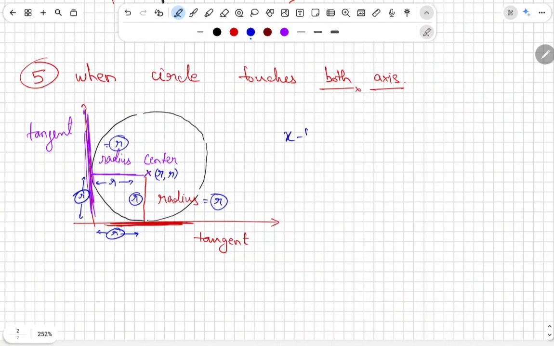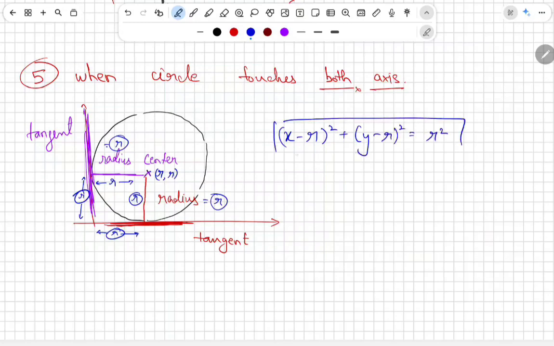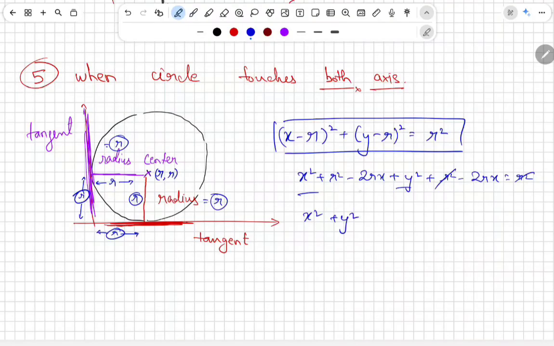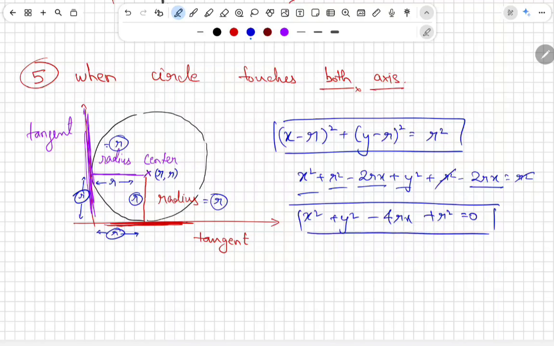So the center's coordinates are r comma r. The equation of the circle will become (x minus r) whole square plus (y minus r) whole square equals r square. This will be the standard equation. On simplifying, I'll get x square plus r square minus 2rx plus y square plus r square minus 2ry equals r square. r square cancels r square, x square plus y square minus 2rx minus 2ry plus r square equals 0. This will be the equation of my circle. I hope it was clear.